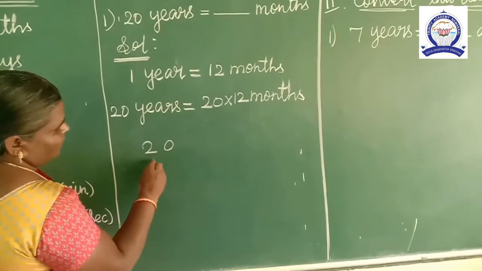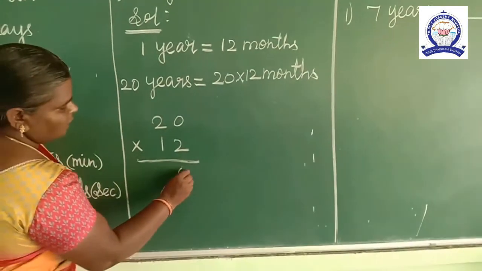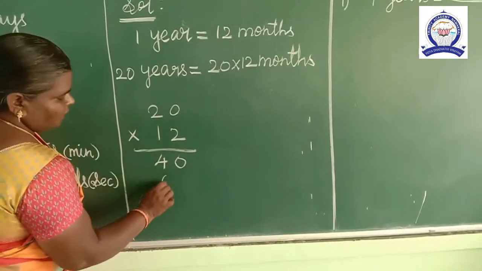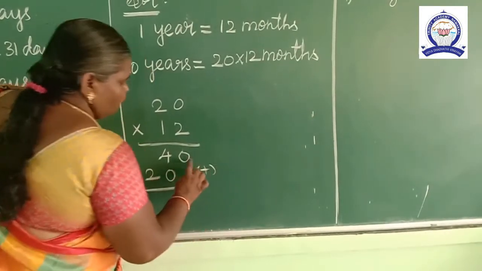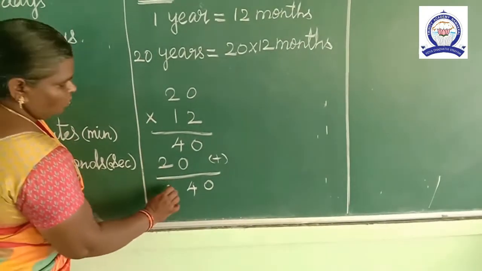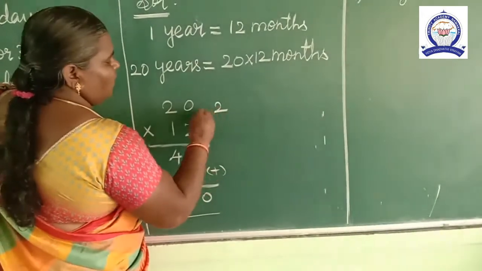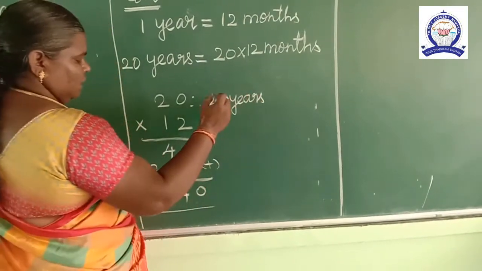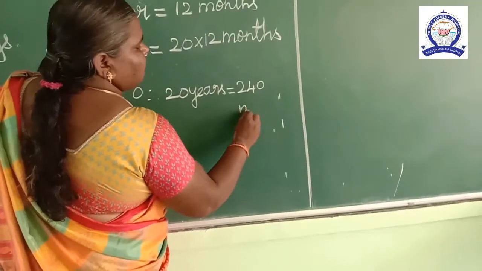Multiply 20 into 12. 2 0 0. 2 2s are 4. Next 1 0 0. 1 2 is 2. Now you add 0. 4 plus 0, 4, 2. The answer is 240. Therefore 20 years equal to 240 months.